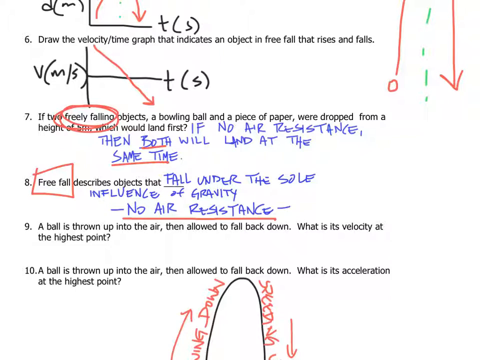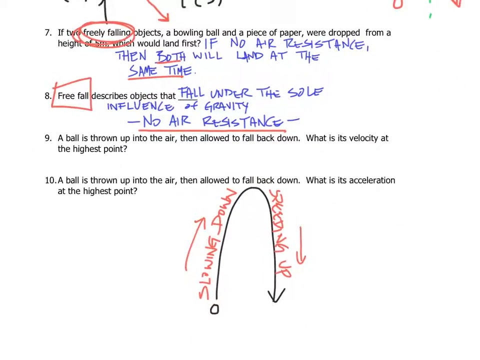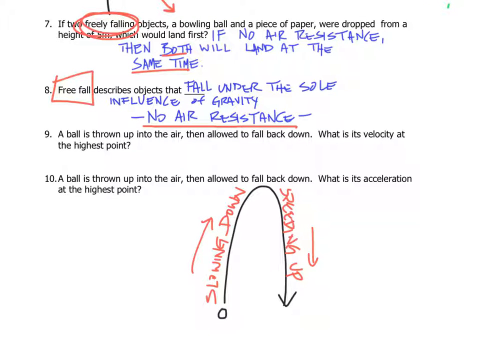Okay, for numbers 9 and 10, I've got a diagram down here to kind of represent a ball that's being tossed up into the air, similar to our problem up above, and then it's going to come back down. Well, I need to know a couple things that are very important here. I need to know the velocity at the highest point and the acceleration at the highest point. These two things never change.